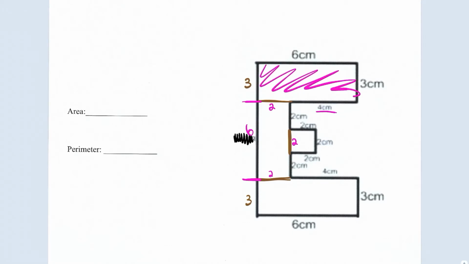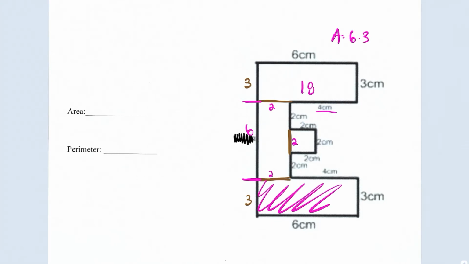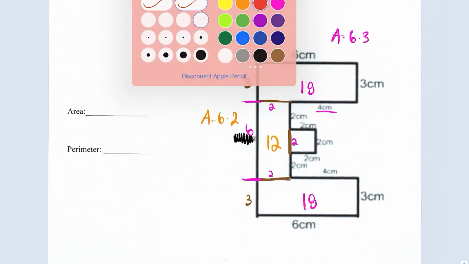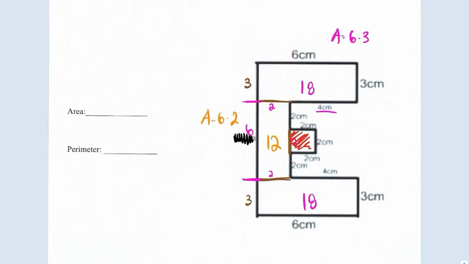So this rectangle right here, we're going to use base times height, so 6 times 3, so that's 18. It also matches that rectangle down there, so I know that's another 18. This rectangle right here in orange, we're going to do area is equal to 6 times 2, so this area is 12. And then this little square is all we're missing. And we're going to find that area by doing 2 times 2, so that area is 4.